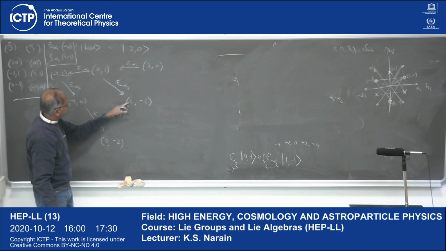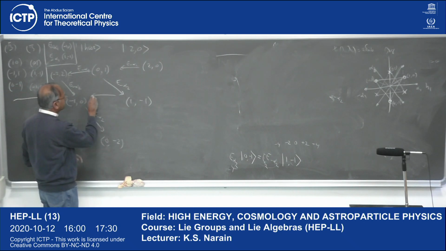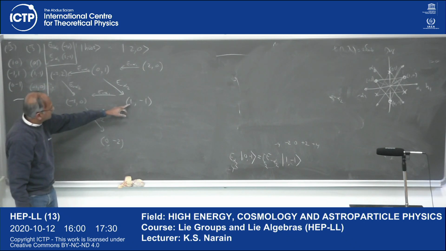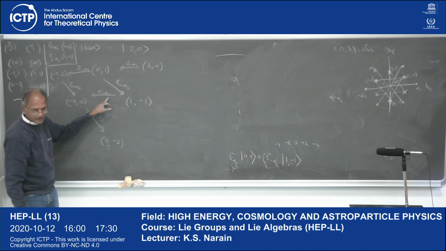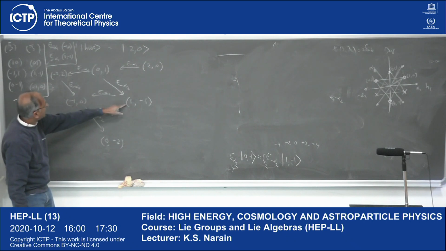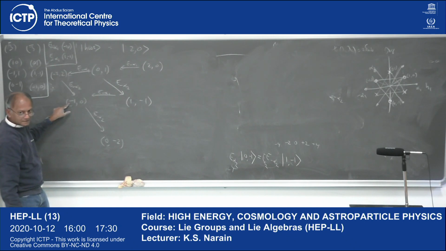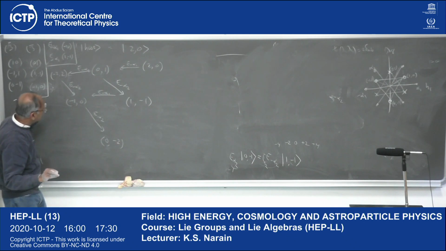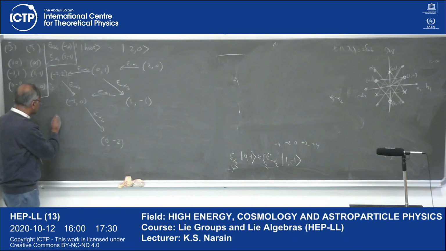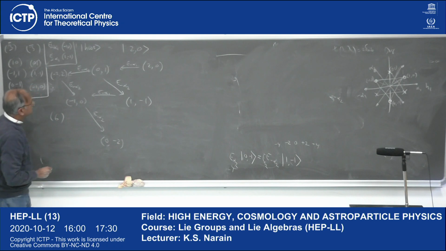Now what about here? If I apply E minus alpha 1, you see this is a doublet of the first SU(2). So it comes here. In fact, you can check: if you add this to that, you get that. And that's it; it stops there because it's a doublet. So this is a 6-dimensional representation.